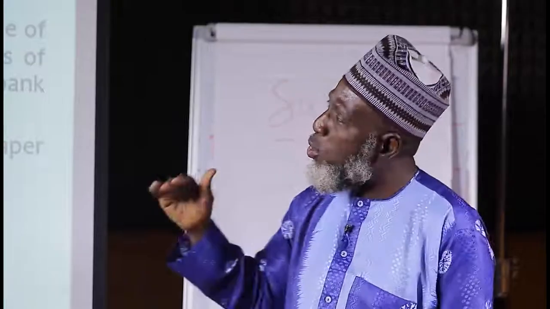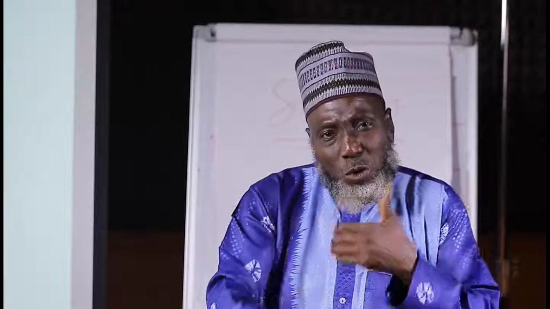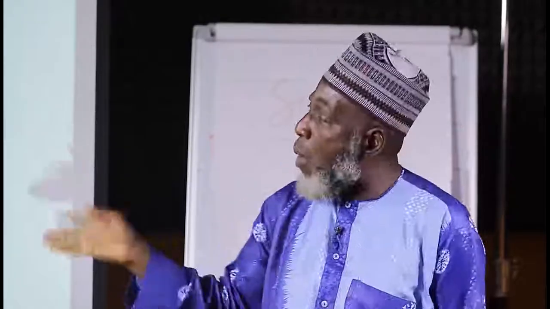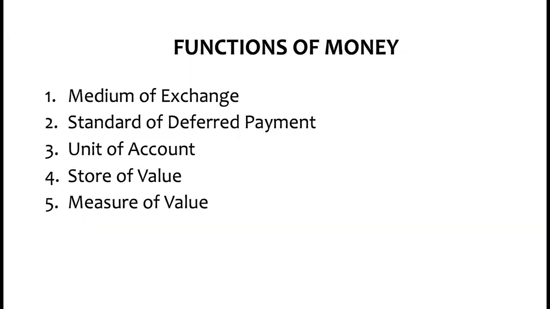Now, having talked about the evolution of money, we go forward to talk about functions of money. As money was made into paper and coins, what functions does it perform? Number one, it serves as a medium of exchange. You can use money to buy whatever you want, give the money, and take what you are buying in exchange for your money.